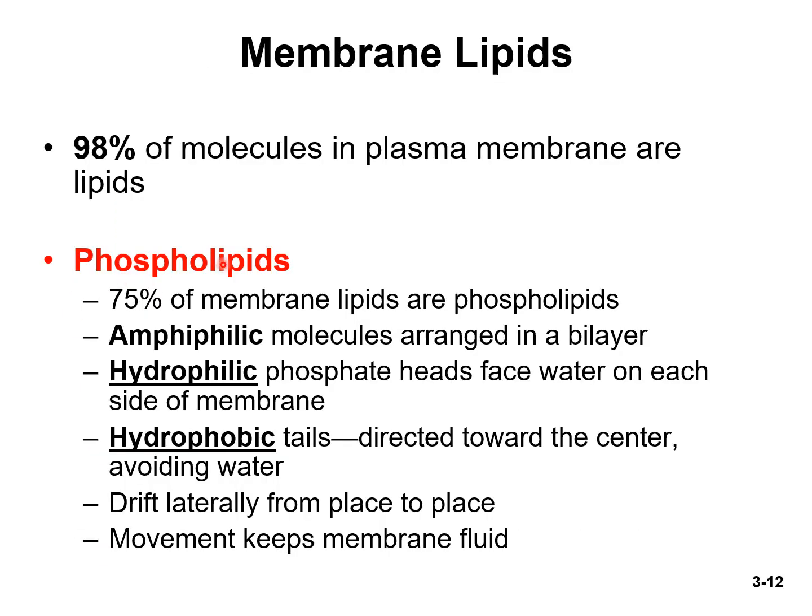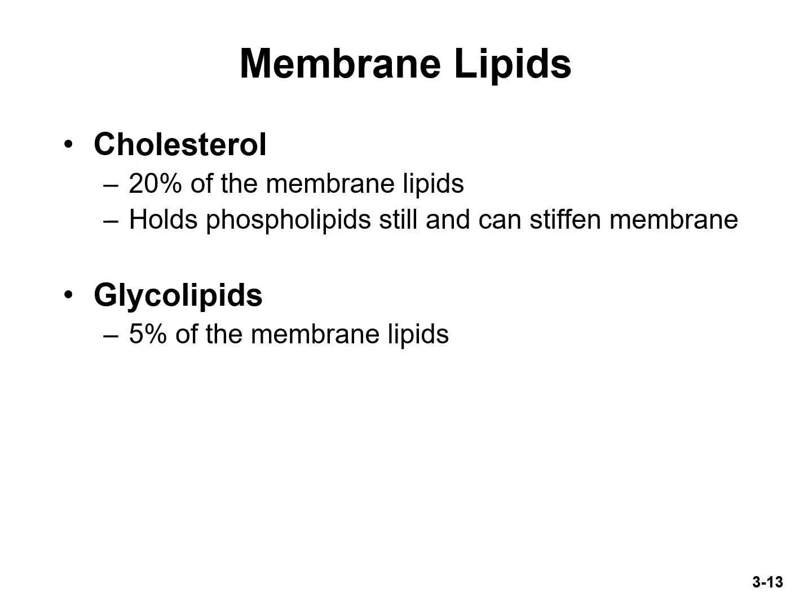And the phospholipids that we talked about before, 75% of the membrane lipids are phospholipids. They're amphiphilic, and they're arranged in that bilayer. That's why it's going to be a phospholipid bilayer. We talked about the water-loving heads and the water-fearing tails, and that's why they're able to line up in those 2 different layers. And because they are fluid, they're allowed to drift laterally from place to place. This allows things in the membrane to move around to where they want to be and create a fluid membrane.